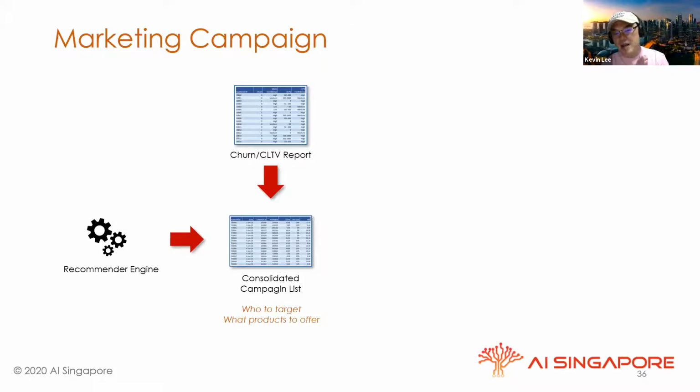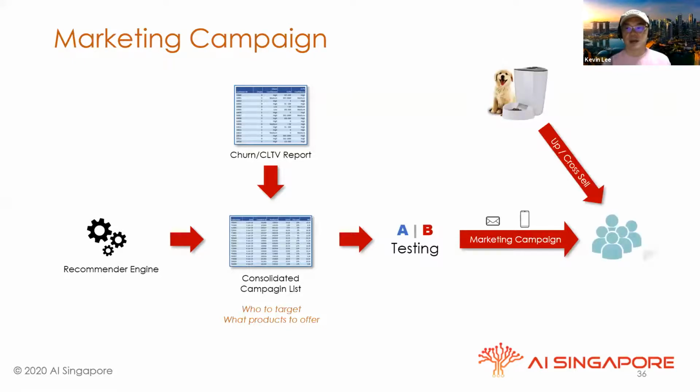So again, I just want to emphasize something that is different from what we have been doing in the past. Now we are doing micro-targeting. With AI, we are able to micro-target an individual. So once you're able to do that, again, we as marketers, we would do A/B testing. And once you have the A/B testing results, then you are ready to do a marketing campaign. Then that's where your upsell and cross-sell happens.